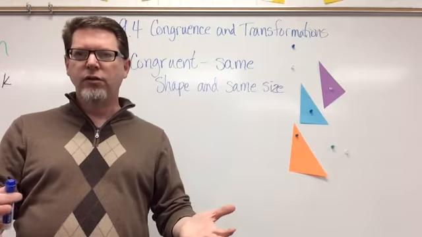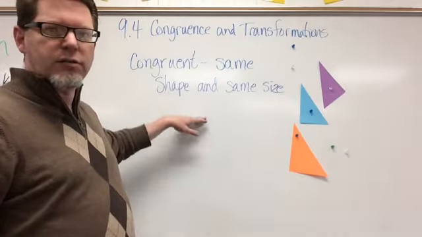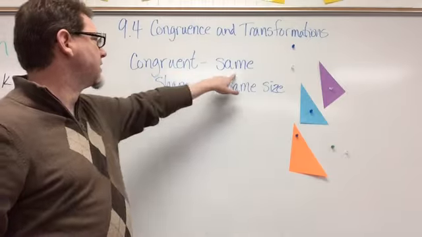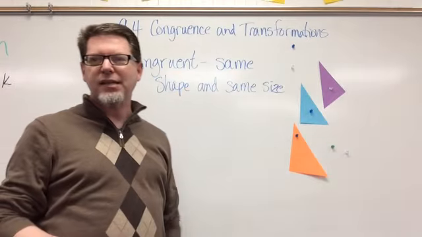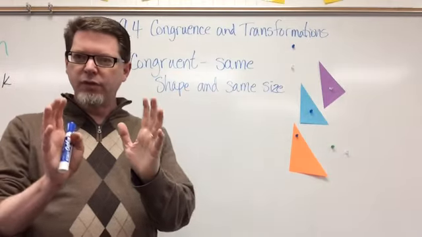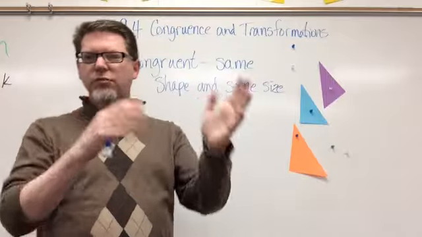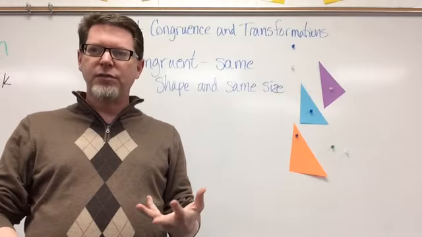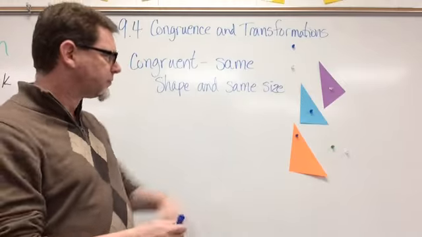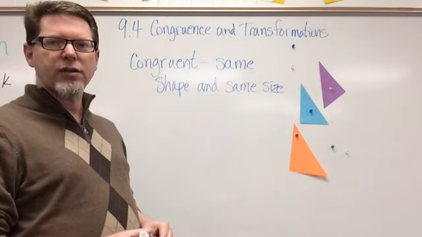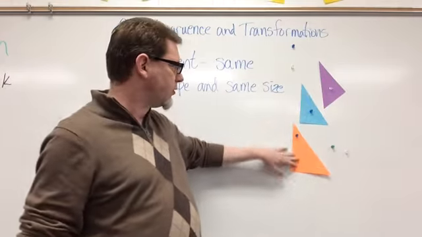Well, first we need to know what congruent means. So congruent, and you need to write this definition down, congruent is same shape and same size. It doesn't matter which way it's oriented. It could be turned sideways or whatever, but it has to be exactly the same shape and exactly the same size. I have three examples of triangles over here, purple, blue, and orange.